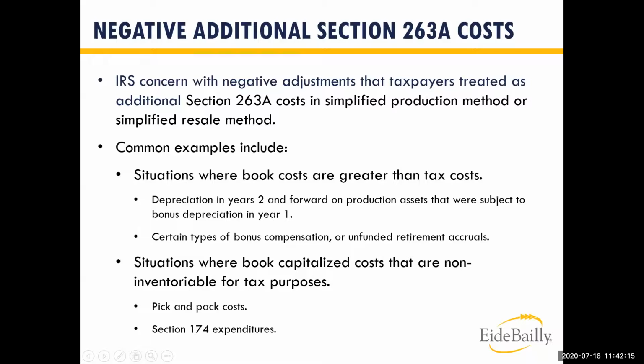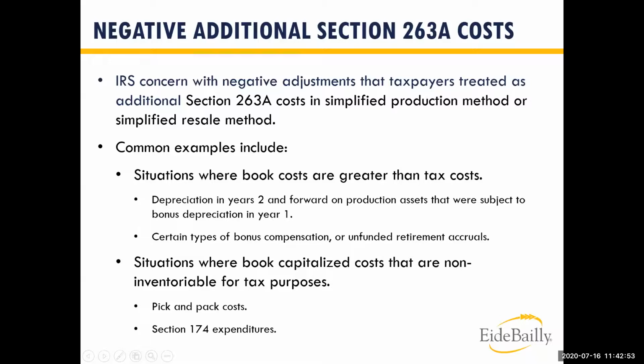And taxpayers took the easy way out. They didn't want to try and recompute their book inventory without the book depreciation and using the tax depreciation. So they put it in the UNICAP calculation as a negative additional 263A cost. The IRS didn't like it. They said, you're not taking out exactly what was capitalized for book and replacing it with the proper tax depreciation. That simplified methodology didn't quite get you to the exact same place you would have otherwise been in. And there are other situations as well.